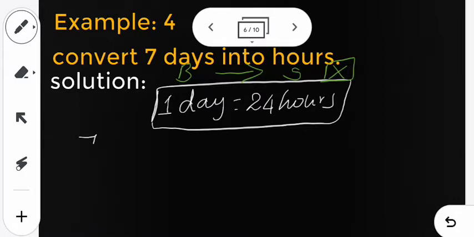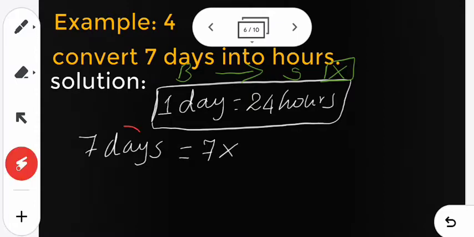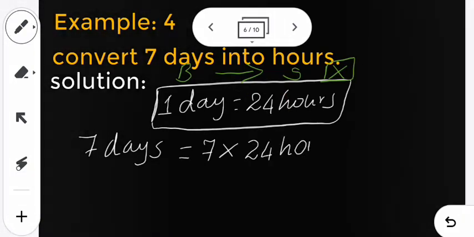So 7 days equal to 7 into, you will remove this days, and now you will multiply by which number, what is in the formula, 24. Multiply by 24. So once you multiply by 24, it becomes hours.